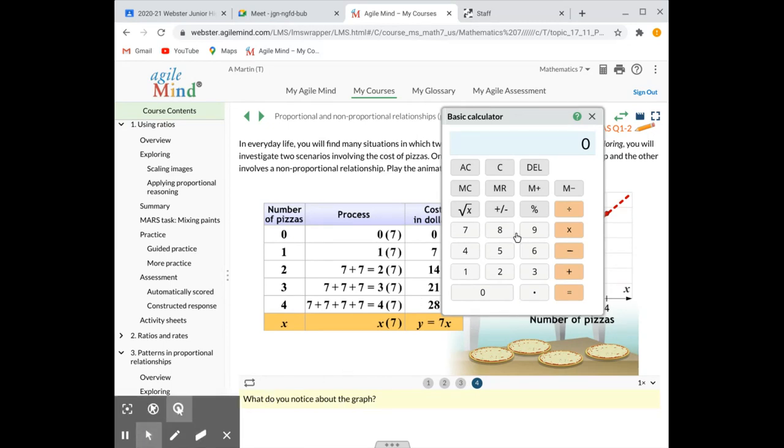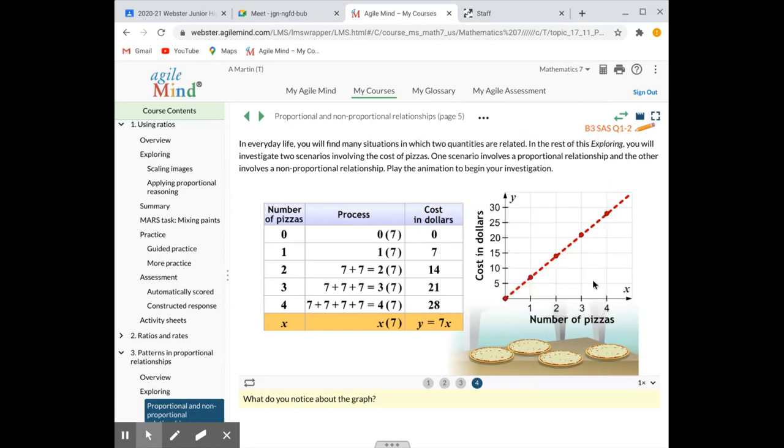Okay, so we should know this from our table. Lainey, what does it tell us in our table about buying 0 pizzas? It says it costs $0. That's correct. All right. Somebody tell me why, if you buy 0 pizzas, it costs $0. Because you ain't getting some. Correct. You didn't buy anything, so it doesn't cost anything. Good.